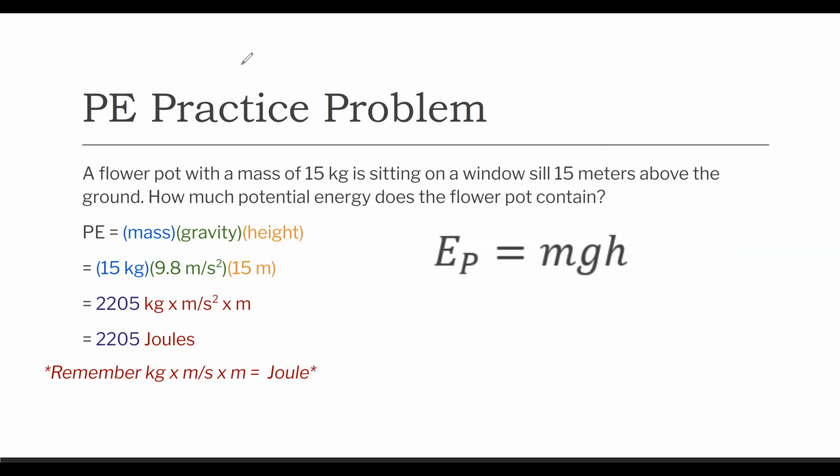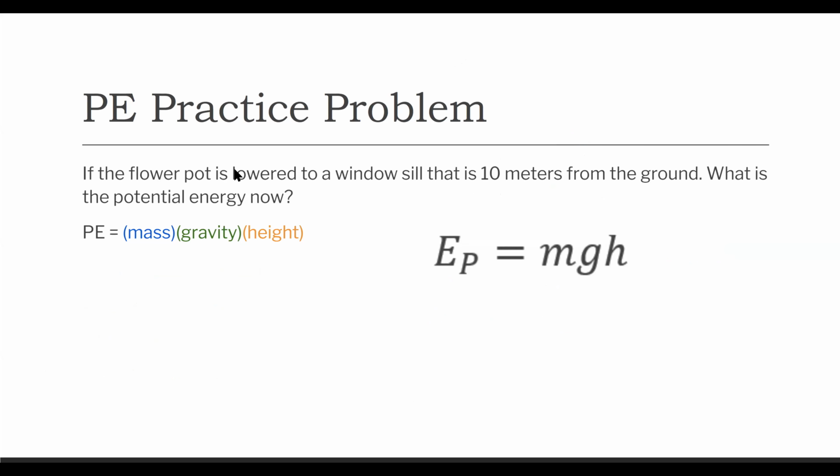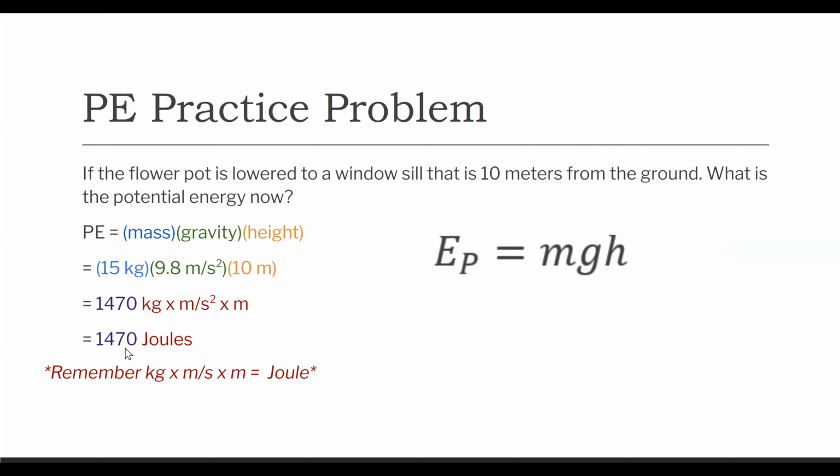All right, so now be careful. When we looked at the next one, I said it was the same flower pot. So the flower pot didn't change, the mass was still 15. So you should have gotten 1470 joules. All right, here's the next question.